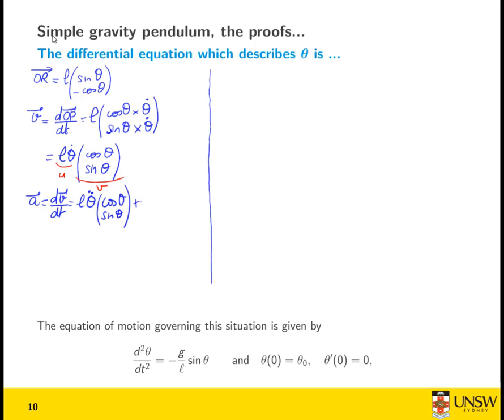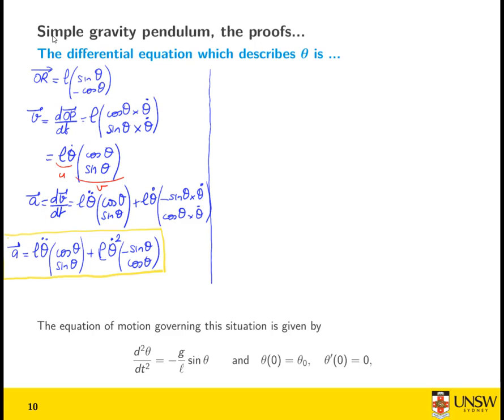plus U V dash. So again, I differentiate these components one by one, keeping in mind that I'm differentiating with respect to time, so I need to use the chain rule. The derivative of cosine is negative sine, and I'm going to use my chain rule. The derivative of sine is cosine. And again, because of this common factor here, I will pull it outside. What I get in the end is this formula for acceleration.